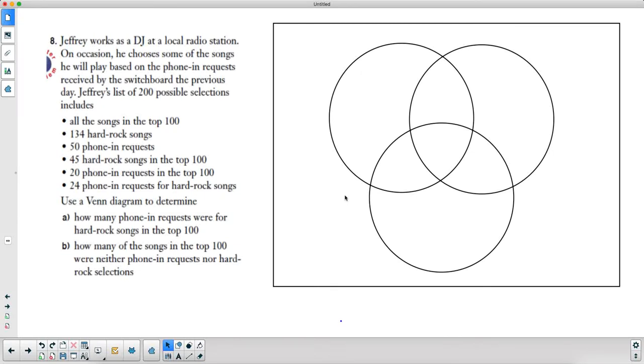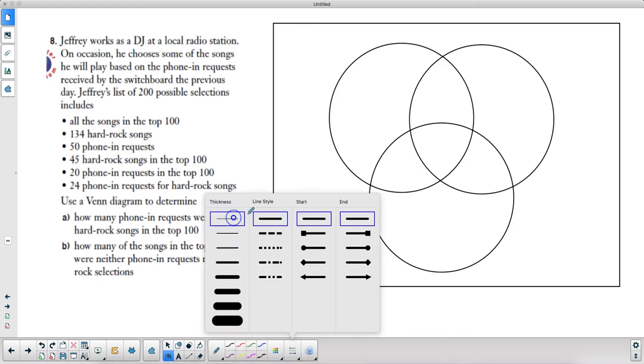Okay, here's another Venn diagram question that I've been asked to do. So let's get down to it.